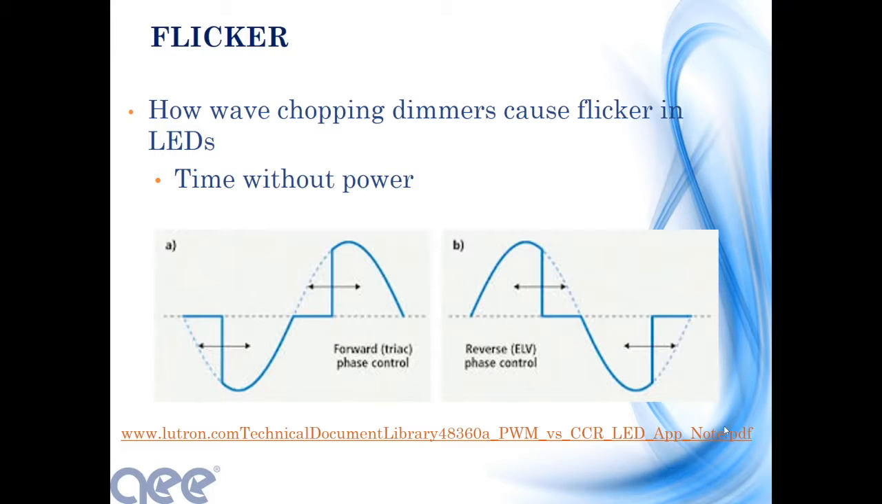Flicker is caused when we have wave chopping dimmers when they're used with LEDs. Now, this is time without power. If you look at this forward phase control, the control allows you to adjust and turn on the waveform at this point. It turns off at zero crossing and then turns back on here. In the reverse ELV type phase control, it's done on the trailing edge. But anytime we have time without power, that's going to cause us flicker.